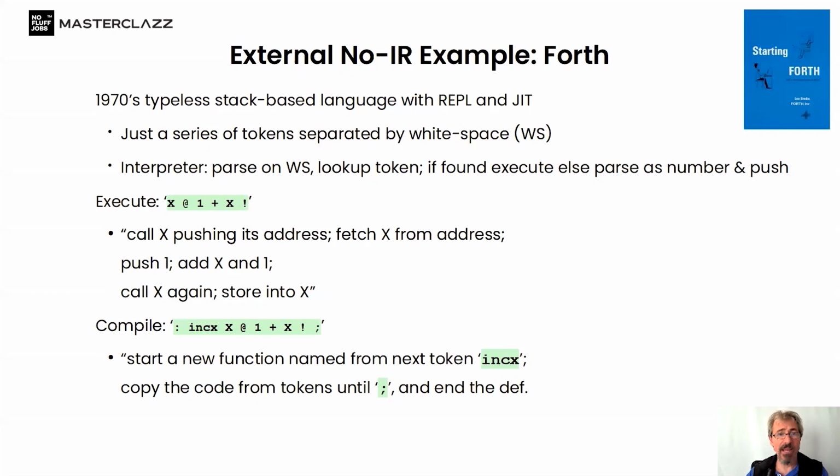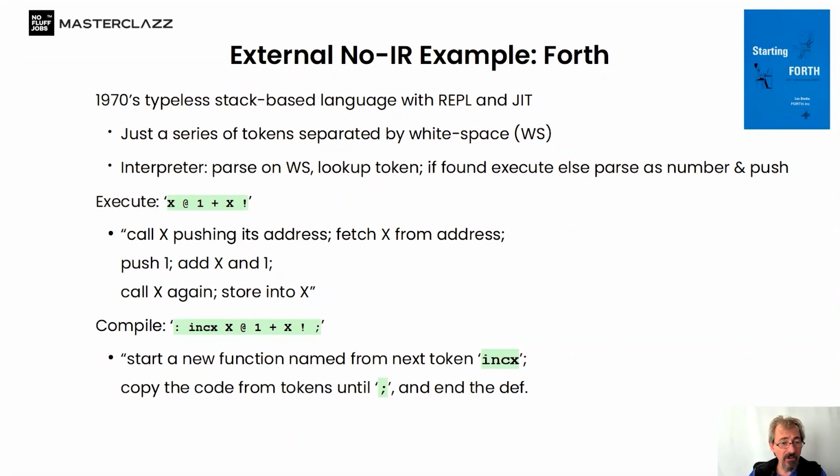All right, so let's look at some examples here. Here's the easiest language on the planet, an external, no IR: Forth. A 1970s typeless stack-based language. It has a REPL, it has a JIT. The syntax is literally only white spaces, tokens, and not tokens. That's it. The interpreter just looks up a token. If it finds the token, it's going to execute the address that came with it. If it doesn't find a token, it must be a number. And otherwise, it's a syntax error.